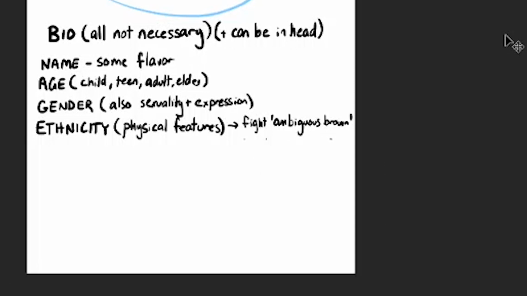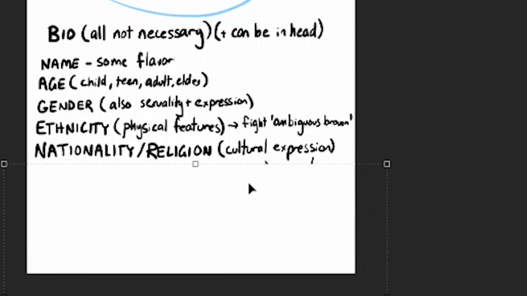And you definitely want to fight the ambiguous brown character design, which is one of my biggest pet peeves, where basically you design a white character with white features and then you just make their skin darker. There are so many different ethnic features that you can add into your character designs to make them more authentic. And then branching off of ethnicity, you have nationality and religion.